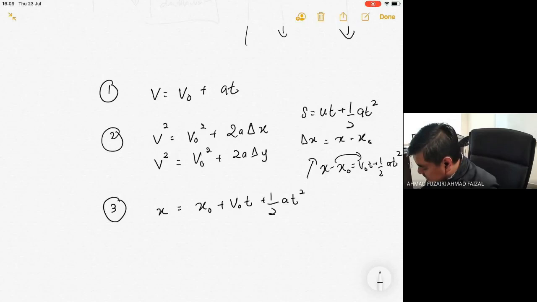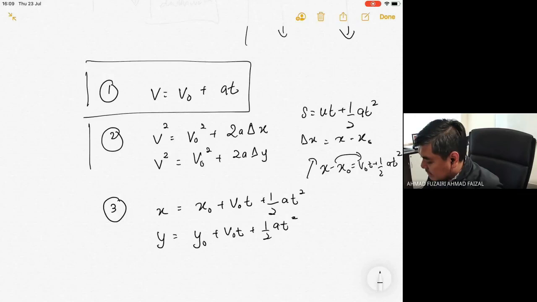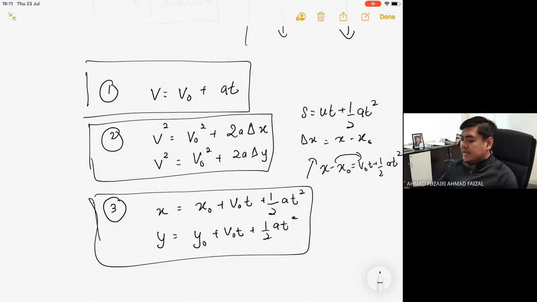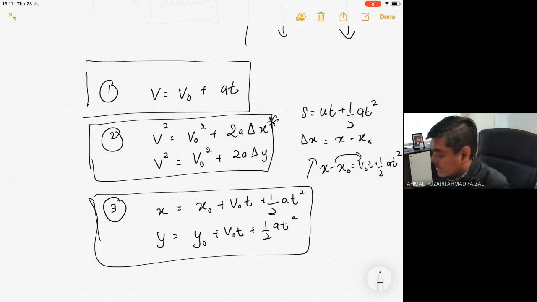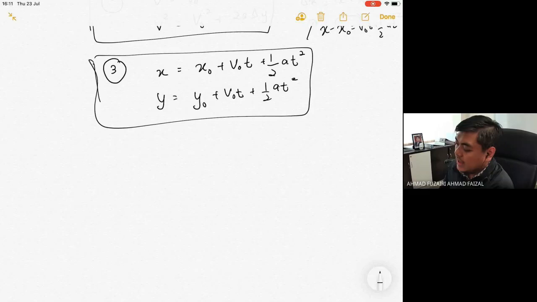Another one we write as Y equals Y naught plus V naught T plus half A T squared. So now we have one equation, two equations, and three equations. Remember that in the box, although there are two, normally we only memorize the X one and not the Y one, but Y is definitely for free fall. We will use it for free fall. So there are three equations involved. The most important thing in free fall is that A is always equal to negative G.